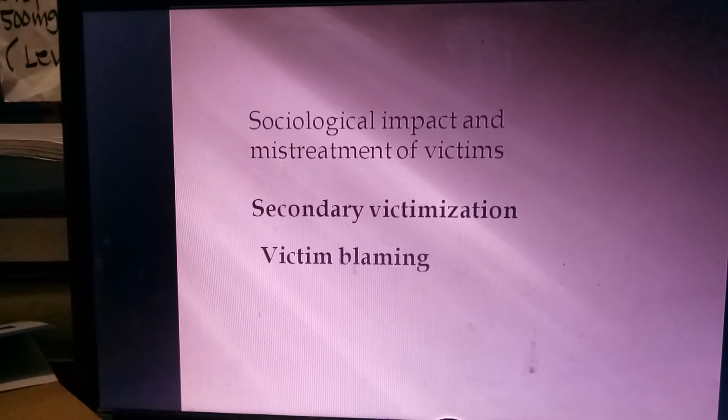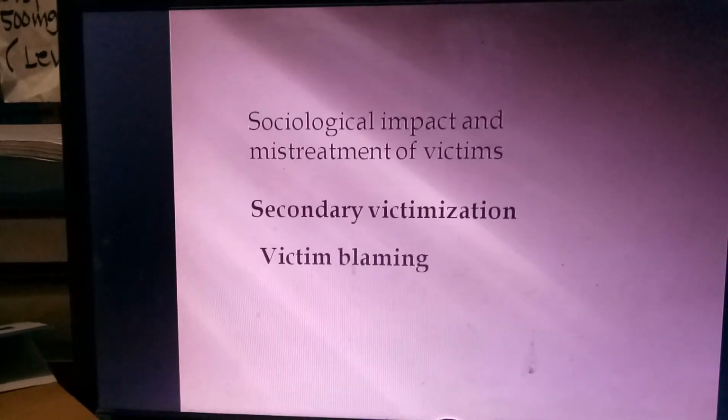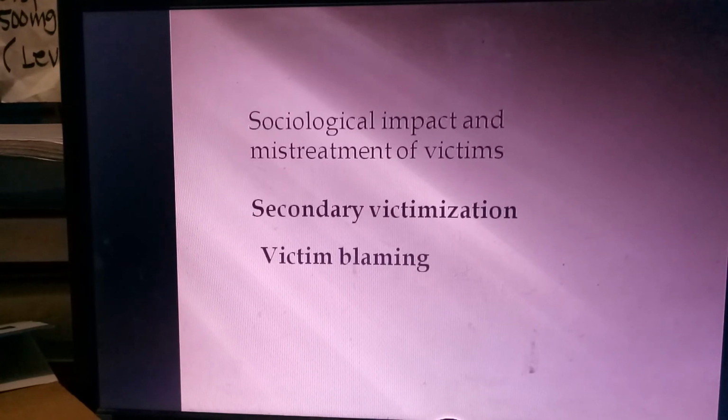After sexual assault, the patient usually experiences a lot of social impact and mistreatment, from cyberbullying to slut shaming to secondary victimization and victim blaming. They lost their credibility. They are banned from public service and people shy away from them.